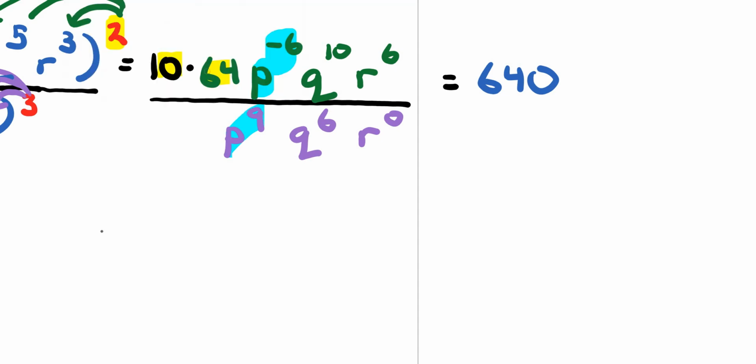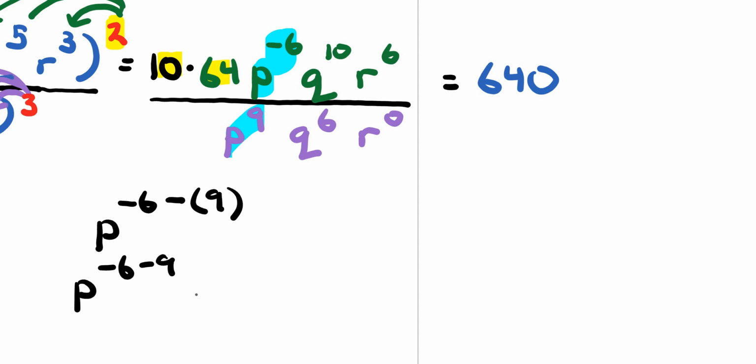So mathematically what that means is I have p to the power negative 6 minus 9, which is p to the power of negative, so negative 6 minus 9 is going to be what, negative 15, I believe? Yeah, so negative 15. So I can write this as p to the power of negative 15.